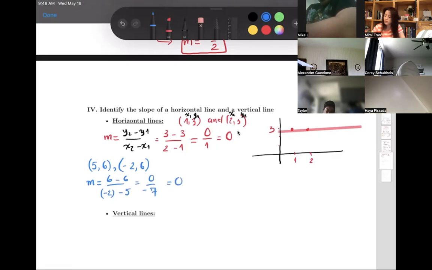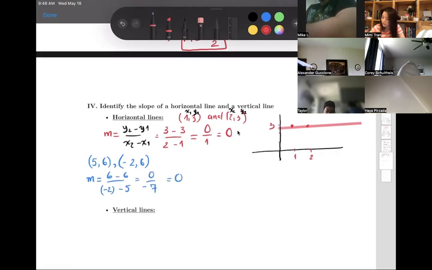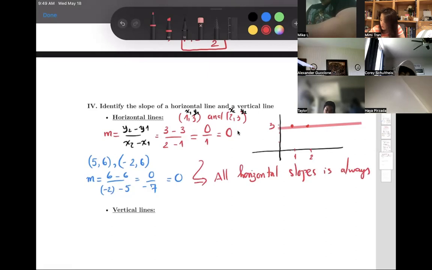So here we can safely conclude that all horizontal slope is always equal to 0, always. Okay, remember that. Very important. If I ask that on the quiz, you should be able to know.